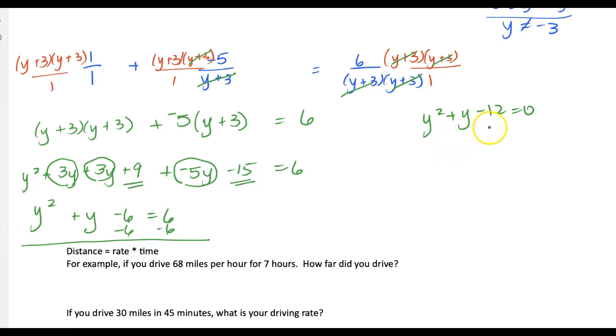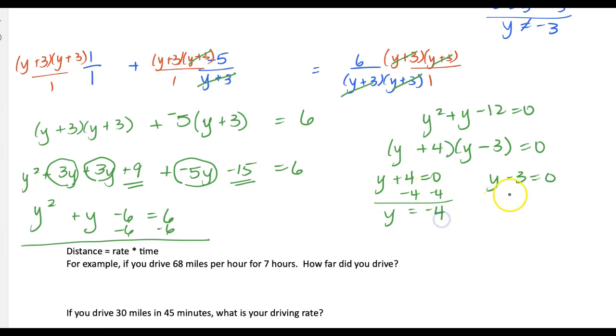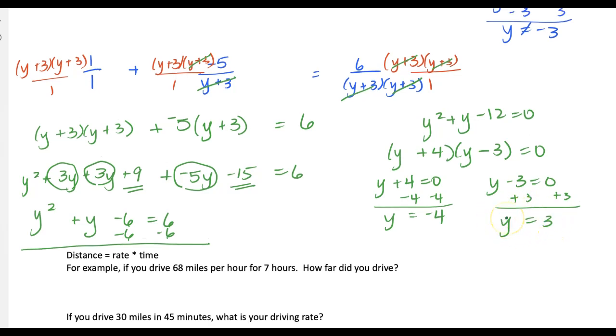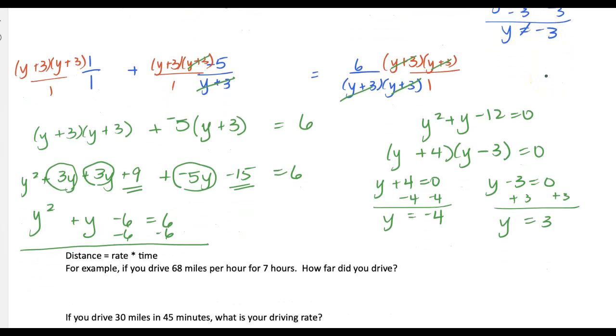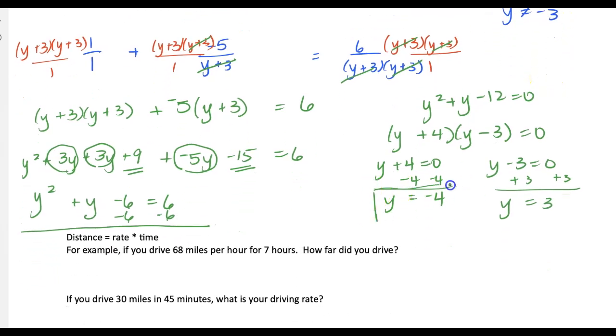And then here we can factor or use quadratic formula. This one looks pretty quick to factor. Y plus 4 times y minus 3 equals 0. And set each one equal to 0 and solve. So I get y equals negative 4 and y equals 3. So notice that 3 is allowed. It was negative 3 that was restricted from our domain. So both of these are answers, y equals negative 4 and also y equals 3.